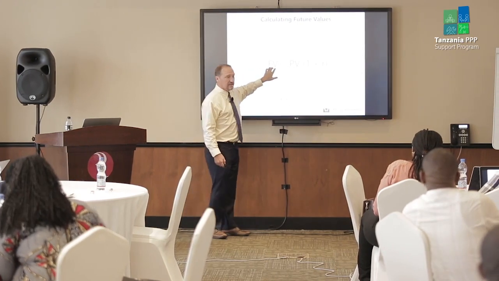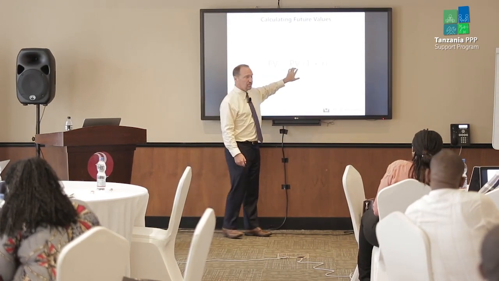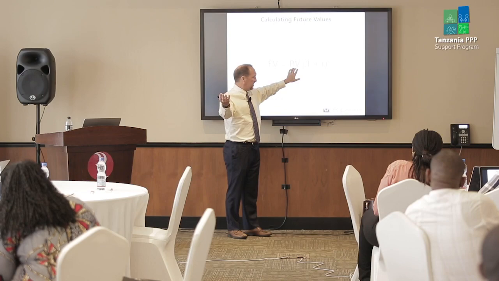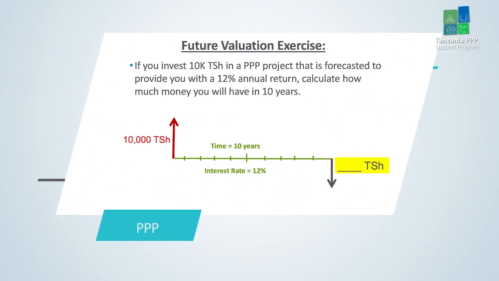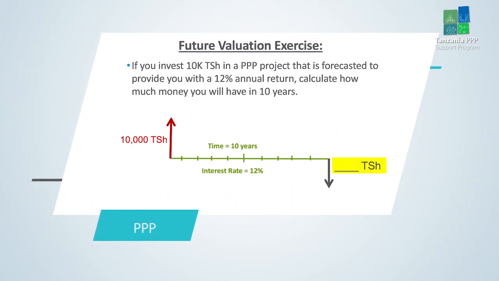So we say the future value equals our present value, that'd be 10,000 shillings, times (1 + r) to the nth power, where r is the annual interest rate and n is the number of years. So here is an example. I don't want you to do the math. I don't want you to calculate this. I want to test your gut feeling.